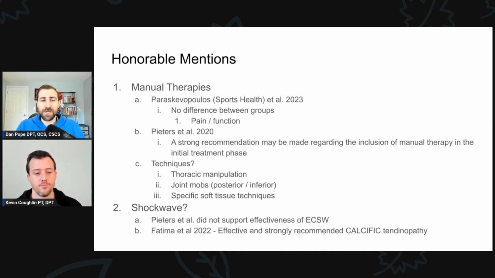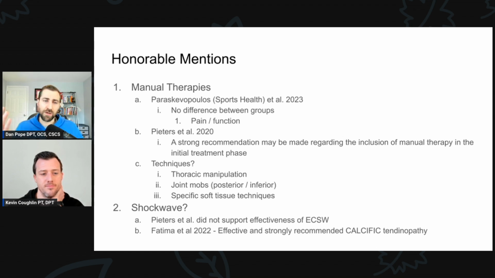Manual therapy being one of those. And it's really interesting, right? It's funny, I was looking at this stuff just last night. You'll find these big systematic reviews and meta-analyses that show no difference between manual therapy plus exercise versus exercise alone. A big study in Sports Health, I'm going to mess this guy's name up, it looks like a Greek name, Paraskevopoulos, Sports Health 2023. So, a pretty recent article: no difference between groups in terms of pain and function.